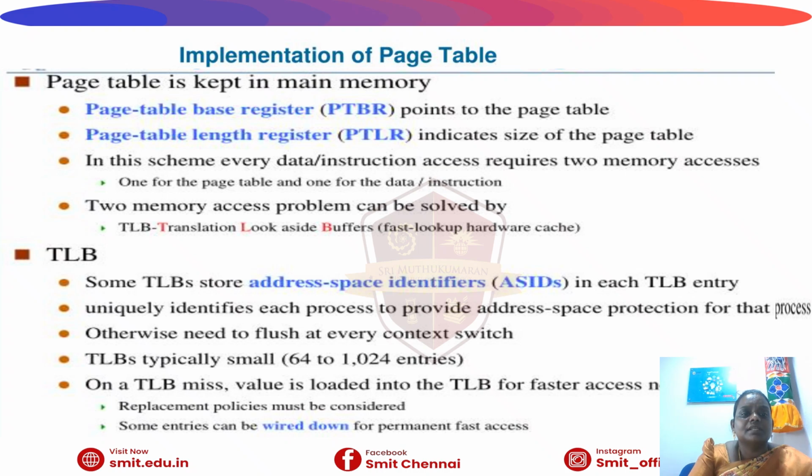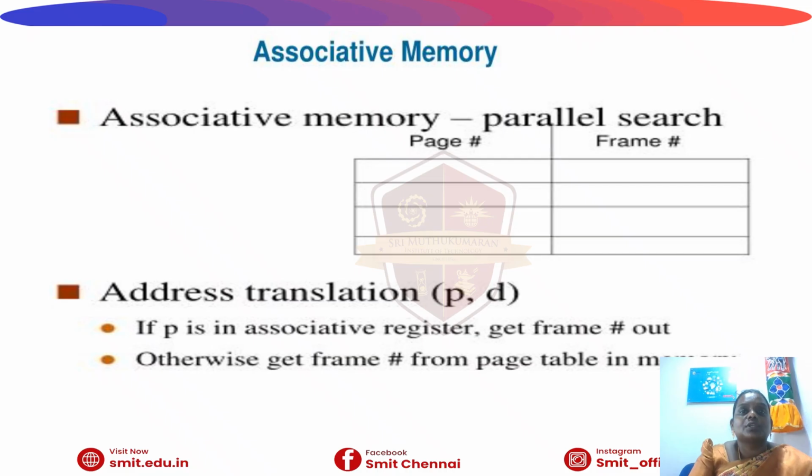In the TLB, some TLBs store address space identifiers in each TLB entry; otherwise the TLB needs to be flushed at every context switch. And associative memory is a special high-speed memory used for fast searching, also called content addressable memory. The feature is that it searches the entire memory simultaneously. It gives very fast lookup, and it is used in the TLB.